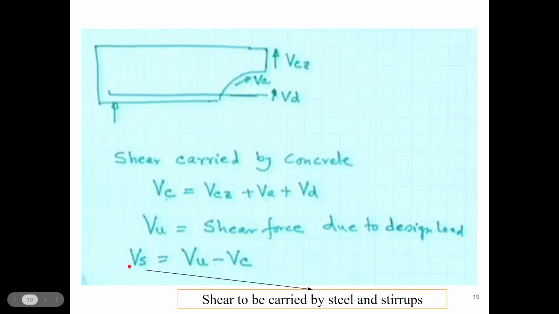After finding this, the shear carried by concrete, we subtract it from the actual design load shear, and we get the amount of shear that needs to be carried by the shear steel, the stirrups. The summation of these two will take care of the load. The concrete alone is not capable of completely taking this load, so for the remaining requirement we have to add VS, the shear strength carried by the steel and stirrups, the shear steel.